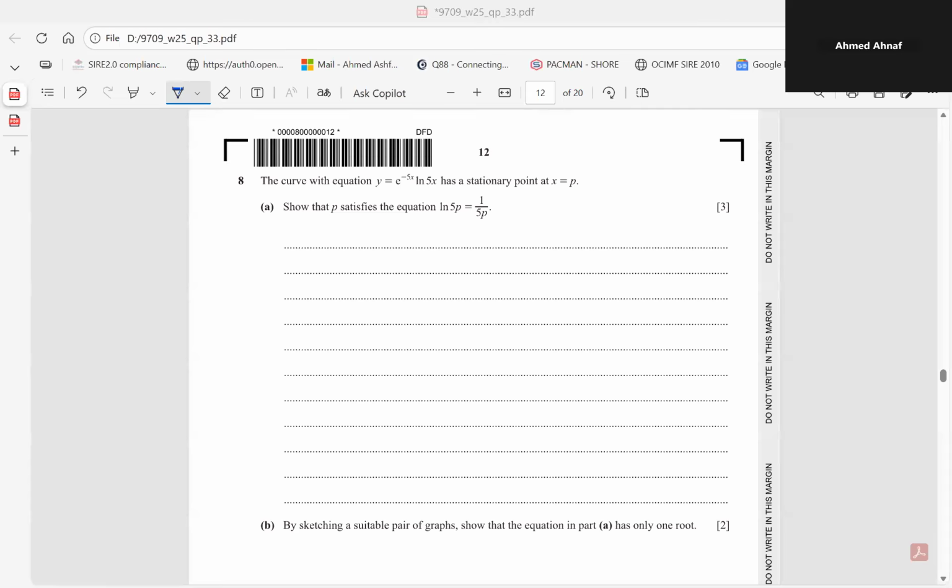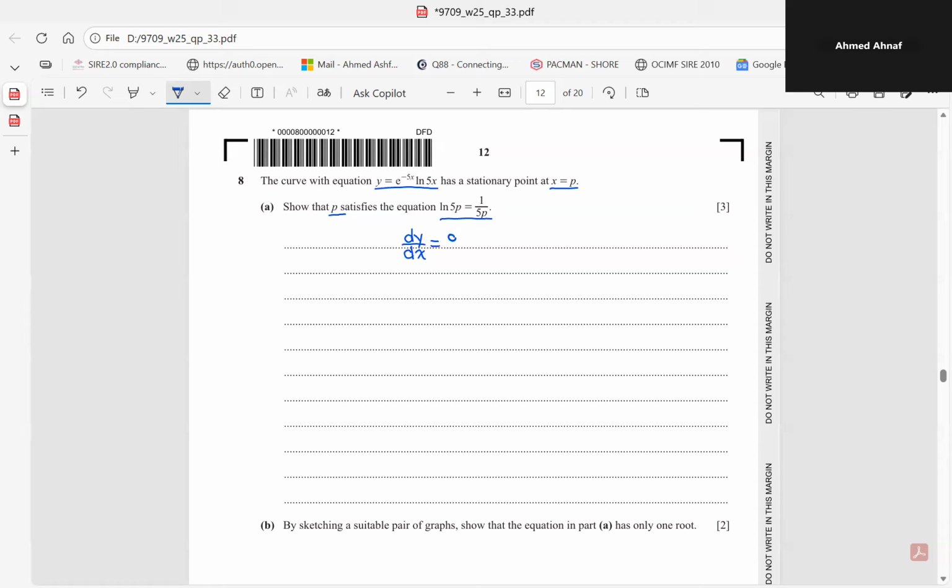Okay, so for this question, we are told that the curve with this equation has a stationary point at x equals p. So for the first part, we need to show that p satisfies this equation. Whenever you see the words stationary point, you should immediately think that dy/dx equals 0. So that's what we're going to do. Let's find dy/dx first.